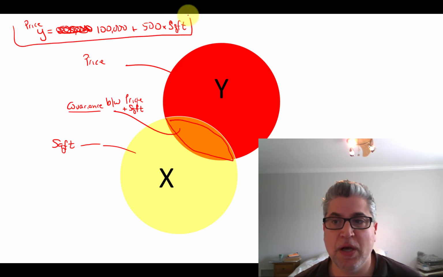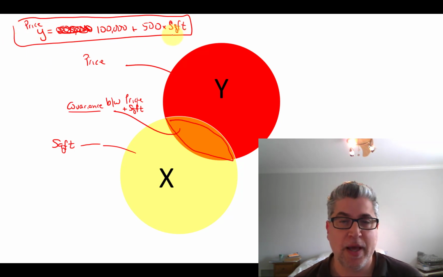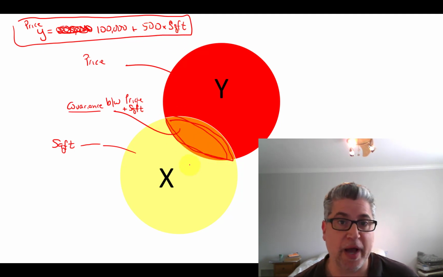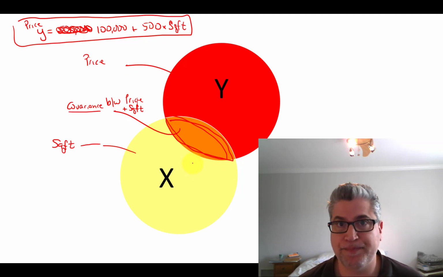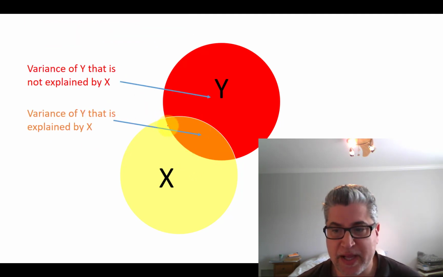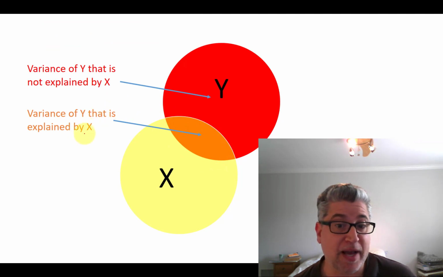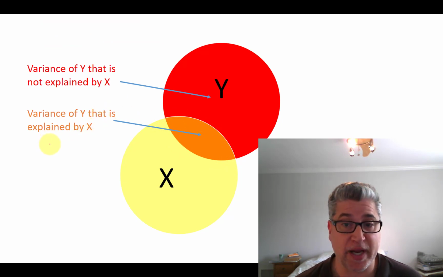Our ultimate aim is to come up with some linear model between price and square footage. And the part of the data that we can use to create this is the covariance between x and y, between price and square foot. Okay, so we just explained how the orange part is the variance of y that's explained by x. That's the covariance there between y and x.